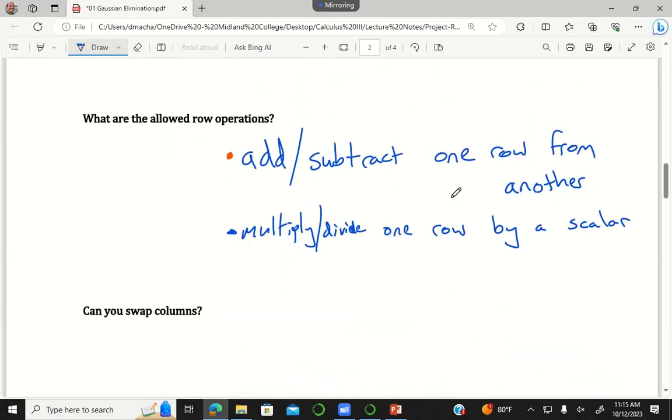The last thing that you are allowed to do, there's only 3 things you're allowed to do, is you're allowed to swap the position of the rows. Because again, in a system of equations, it doesn't matter which equation you write first and which equation you write second. So when it comes to the rows in an augmented matrix, you can also just swap the position of the rows if you want to. And so these are the only 3 allowed row operations.